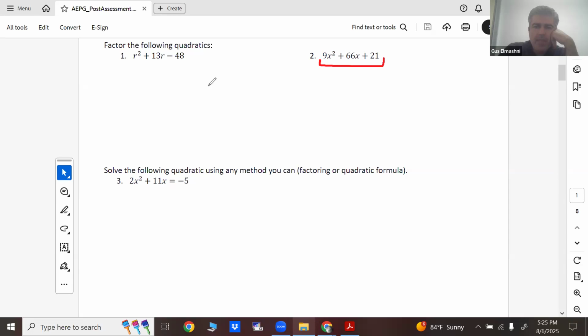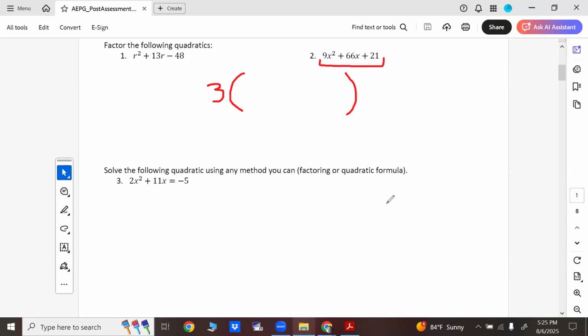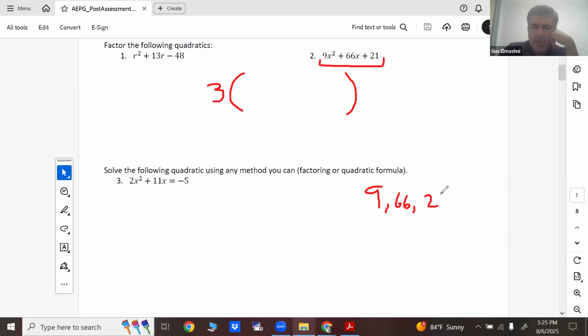What can you pull out of that? What are all of them divisible by? 9, 66, and 21. Where I wrote it for you. Oh, 3. Three, right. So when you pull a 3 out, what's left behind?